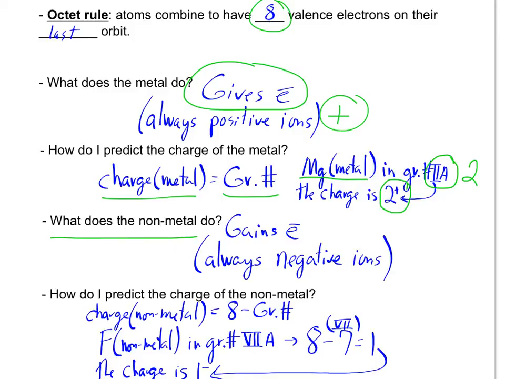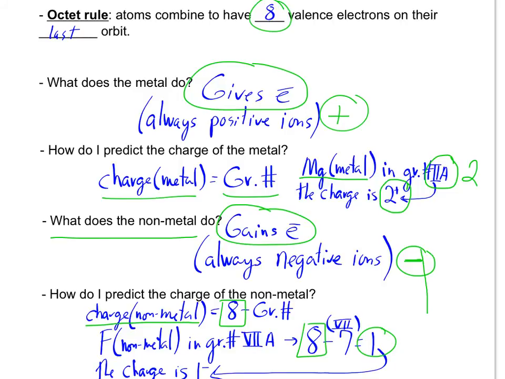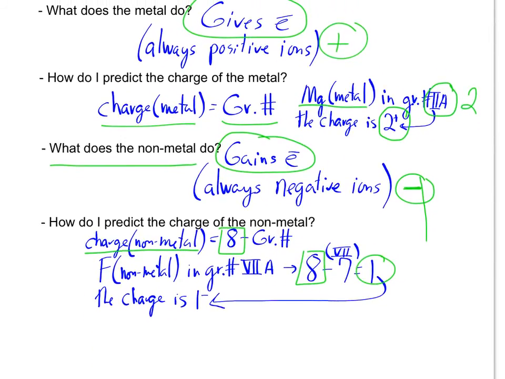Now, what does the nonmetal do in that case? Well, it always gains electrons, so it's always a negative ion. And how do I predict the charge of the nonmetal? Well, the charge for a nonmetal is 8 minus the group number. So for fluorine, for example, which is in group 7A, I'm going to do 8 minus 7, which is 1. And now the charge is going to be -1. The charge is -1 because it's a nonmetal. Remember, it's gaining a new electron, so the total is -1.